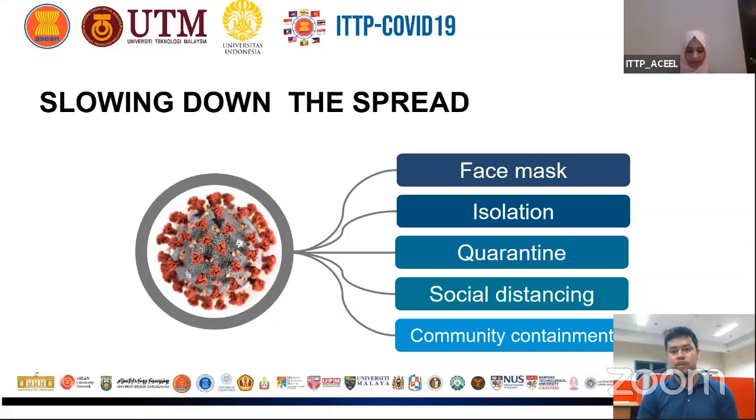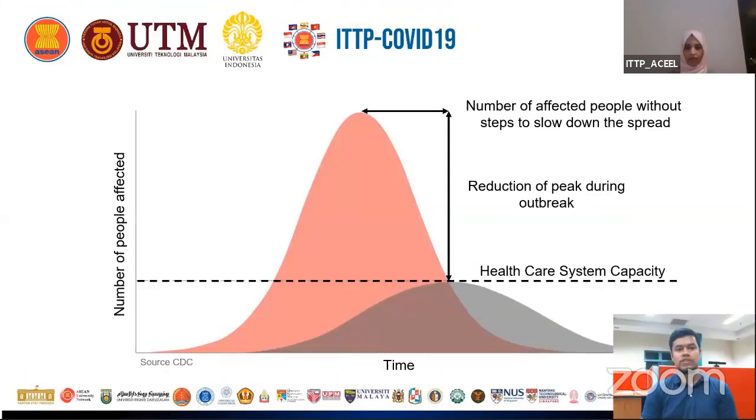Since the beginning of the pandemic, researchers have suggested various methods, which include using face masks, isolation, quarantine, social distancing, and community containment to slow down the spread. According to the United States Center for Disease Control, the number of affected people increases significantly without taking steps to slow down the spread, and healthcare systems face increasing difficulties providing facilities for everyone.